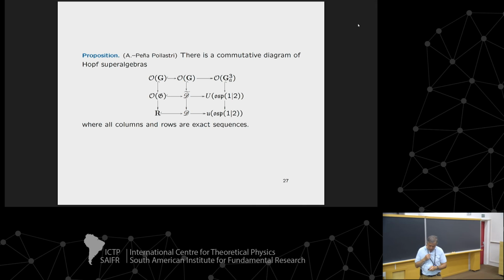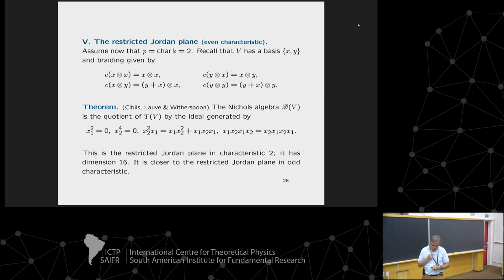Okay, we did not study yet the algebra D tilde in the same way as the algebra D for the Jordan plane. Now, we can also say something about the restricted Jordan plane in even characteristic, in characteristic 2. And this is joint work with Dirceu, Saradia, and Diana.